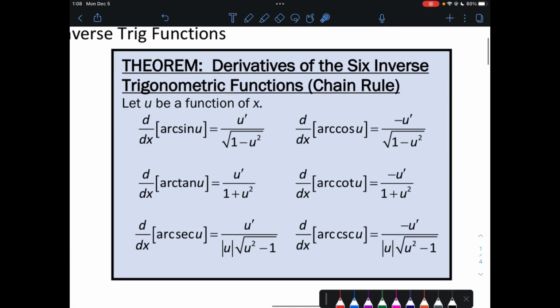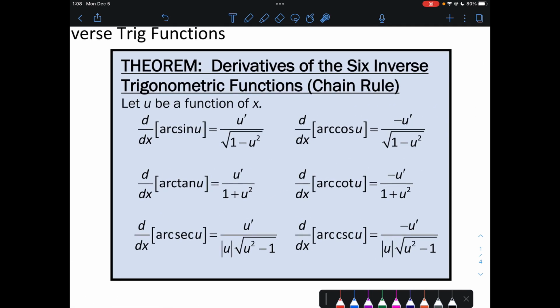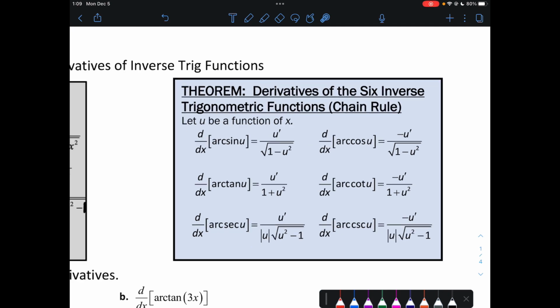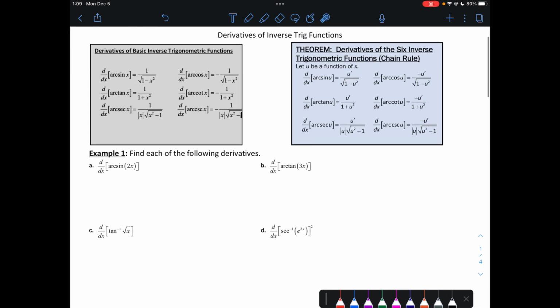And if we're using chain rule, which, let's be honest, most derivatives at this point involve a chain rule, basically you're just going to multiply by the derivative of u. Okay? So let's take a look at a couple examples.